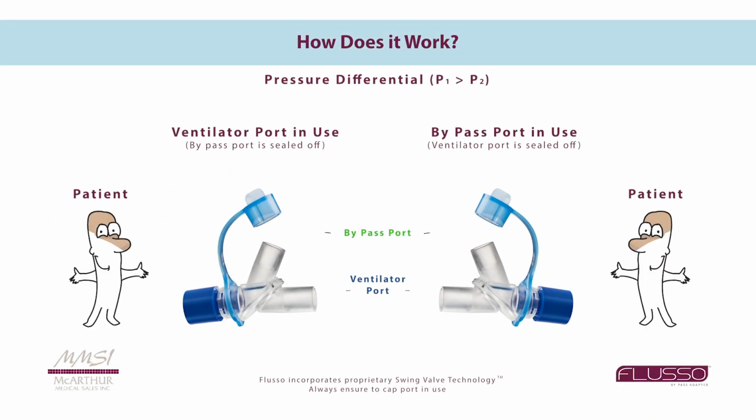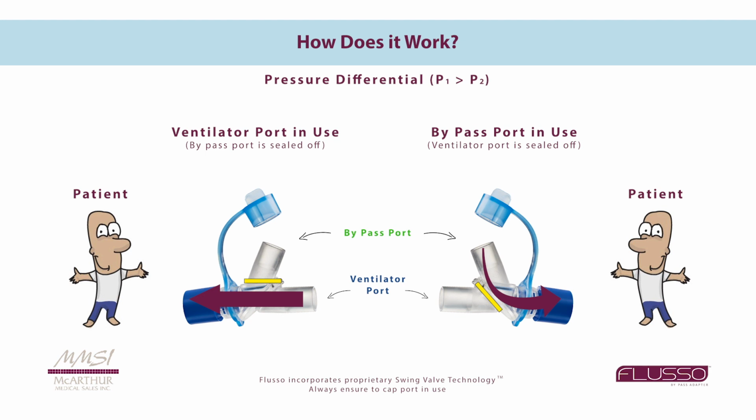Flusso works off the principle of pressure 1 is greater than pressure 2. For example, the patient on the left is receiving gas from a stationary ventilator through the ventilator port. This would mean that the bypass port is closed. Ventilator port pressure is greater than bypass port pressure.